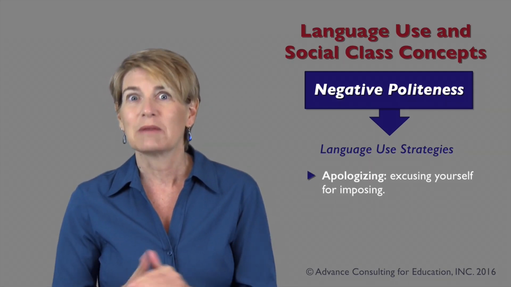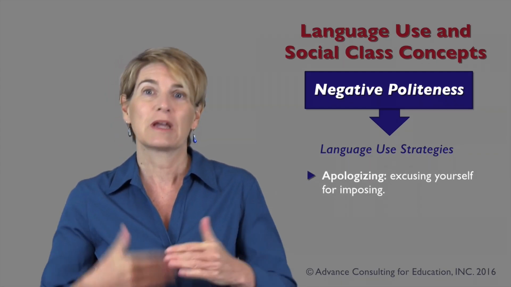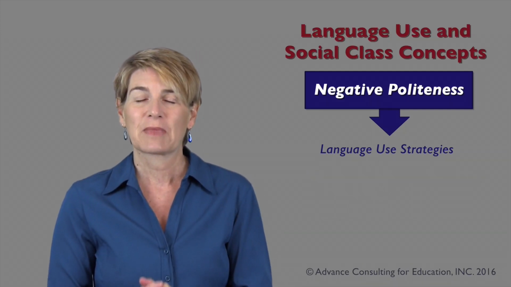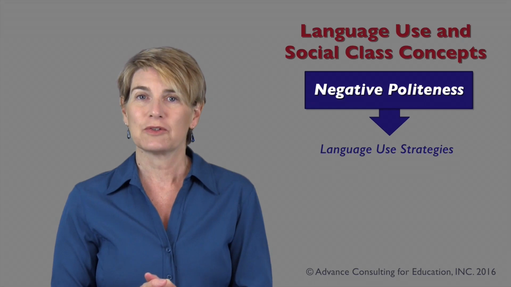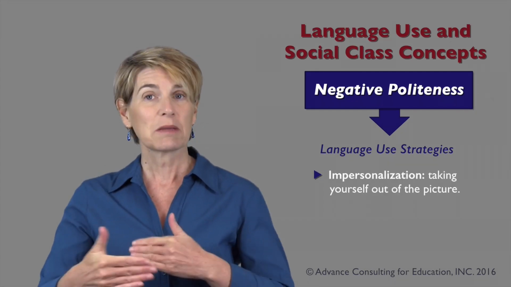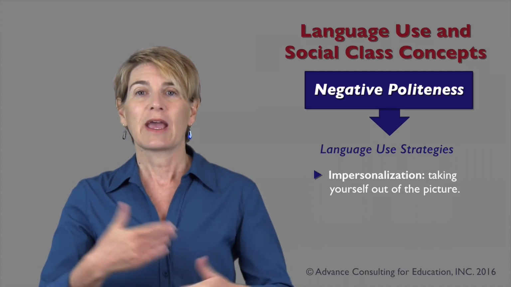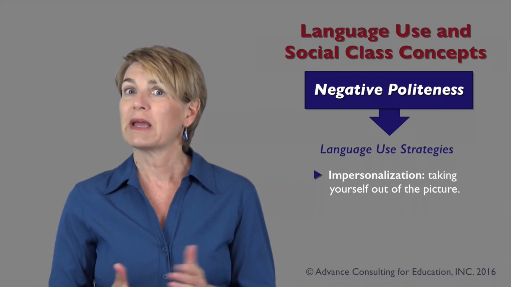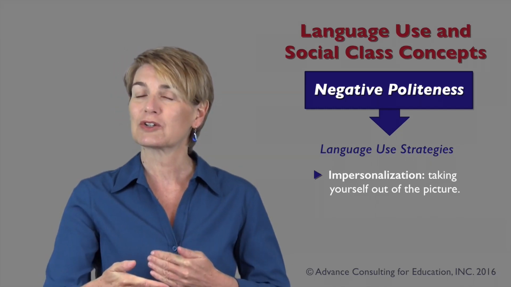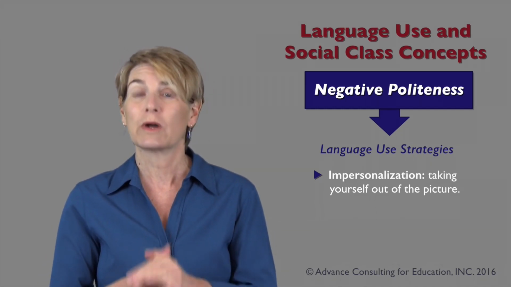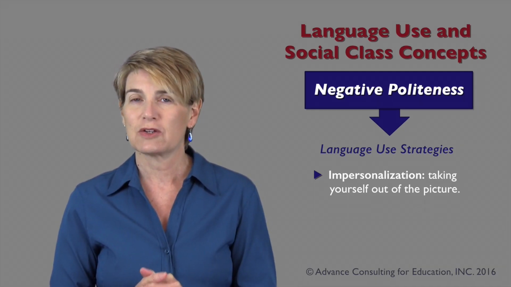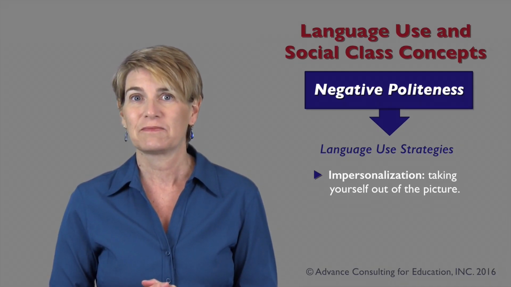Another negative politeness strategy for language use is apologizing. I'm really sorry, but could you open the window? So I apologize that I'm imposing on you, but I still need the window opening. And then finally, another language use strategy for negative politeness is impersonalization. So I take myself right out of the picture and very formally say, the management requires that the window be open. So I'm taking myself out of the picture, but I'm still getting done what I want done. So these are all different, really interesting language use strategies for negative politeness.